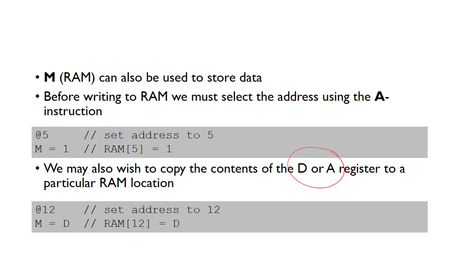But often we want to copy the contents of either D or A to a particular RAM location. We do that pretty much in the same way. First we set the address. In the example, we'll set the address to 12, and then we just do M equals D. Whatever value is currently stored in D will then be copied to the 12th slot in RAM.